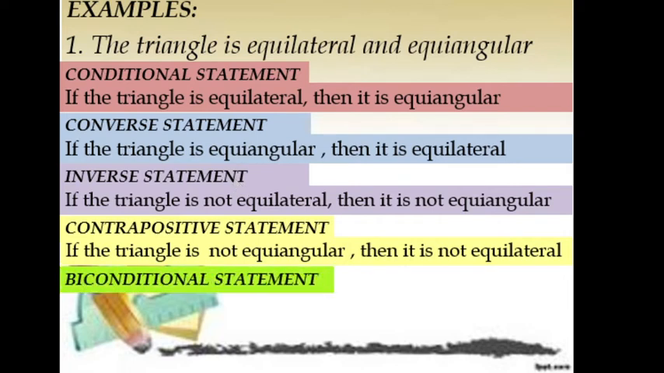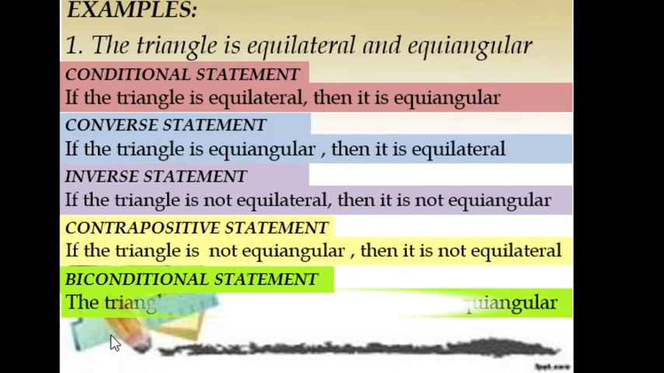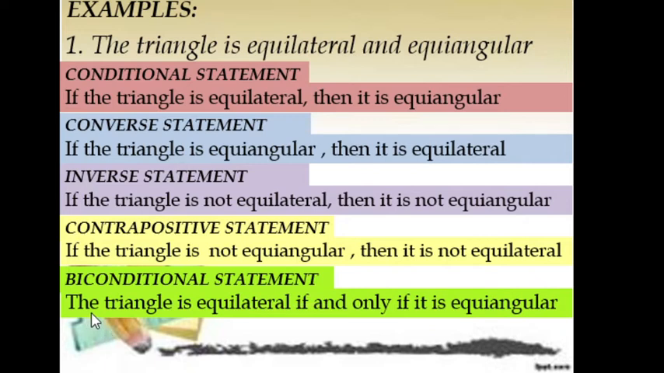Then, the last one, we have biconditional statement. So, gagamit lang tayo ng words na if and only if. So, gamitin natin itong nasa conditional statement, pero tatanggalin natin yung words na if at then. So, dito sa part na ito, sa then, dito natin ilalagay yung if and only if. So, therefore, the biconditional statement is the triangle is equilateral if and only if it is equiangular.